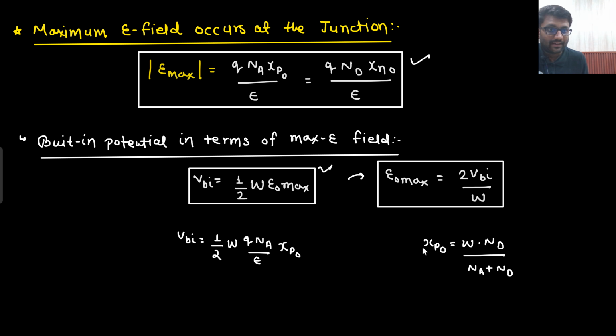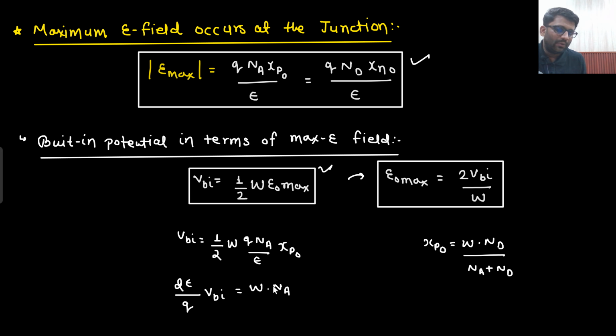Depletion width on P side would be proportional to Nd, right? So W into Nd upon Na plus Nd. So what I can do, this 2 epsilon divided by this Q, right? 2 epsilon is going here divided by Q, and here we are getting V built-in. Is that clear? 2 epsilon into V built-in divided by Q. Na let's keep here only. So W into Na. In place of xp naught, what you will put? W Nd upon Na plus Nd.